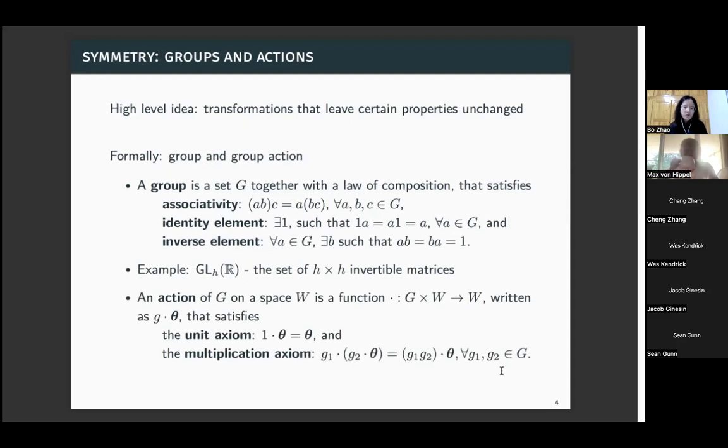And once we have a group, we can define how a group acts on a space. So an action of a group G on a space W is a function that takes an element in the group and a point in W, and it outputs another point in W, which is like the transformed point by the group element. The action needs to satisfy these two rules, the unit axiom and multiplication axiom, which is another form of the associative law.